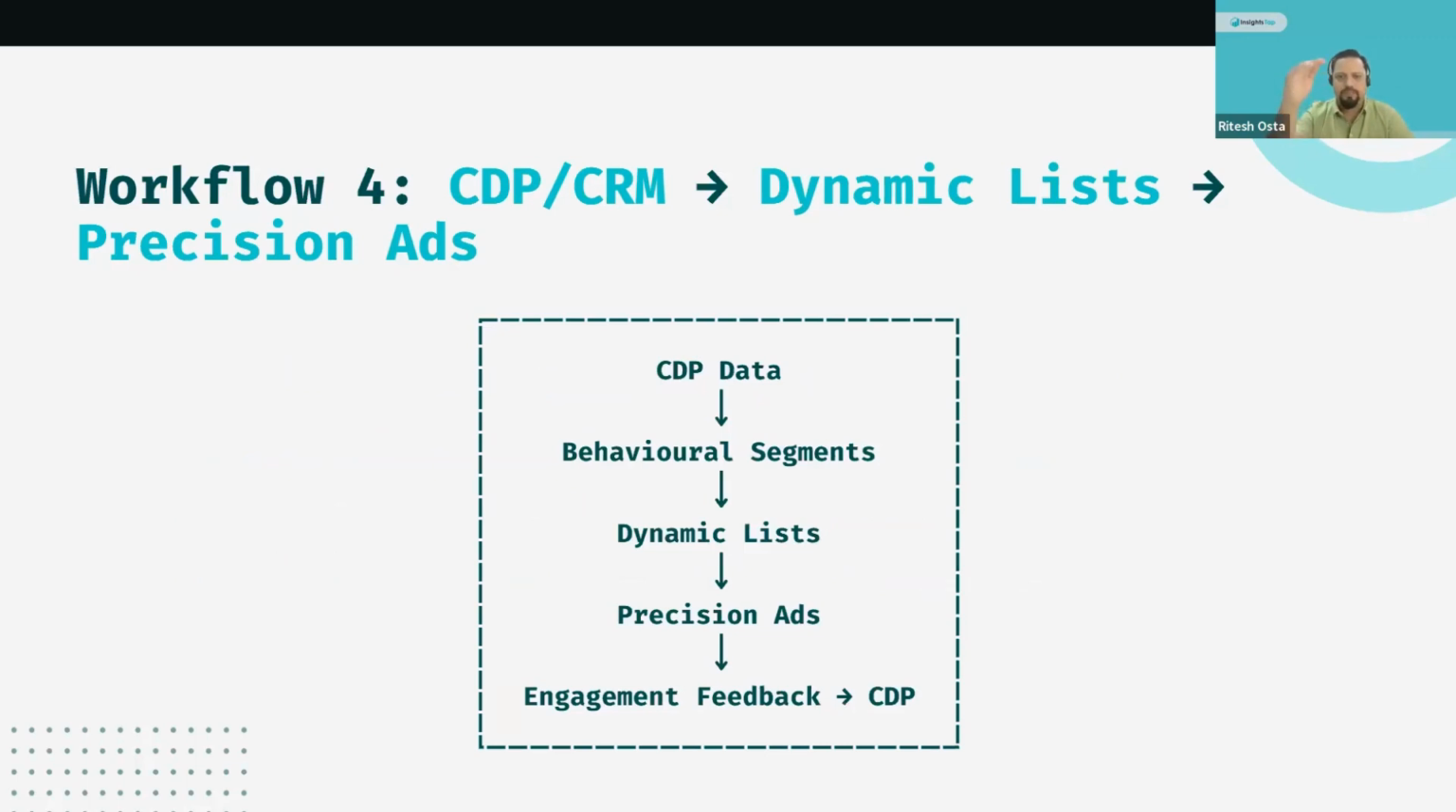Okay, so this is how it looks. The CDP data, the data warehouses, create behavioral segments, create dynamic lists based on those lists, create precision ads, and then create an engagement and feedback loop back into the CDP, right? Super effective.